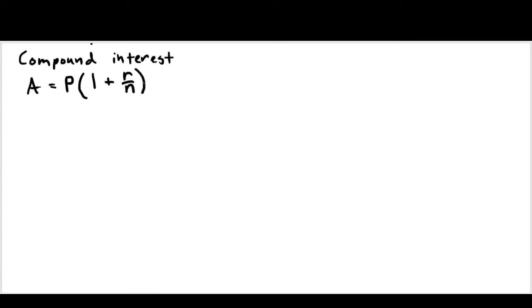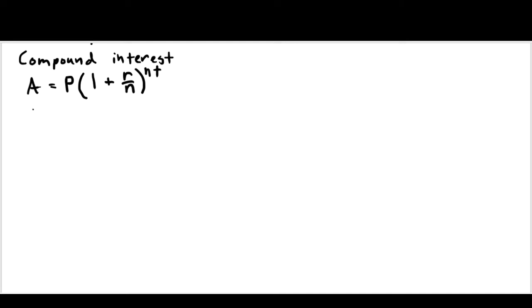Let's put this up here. Compound interest. Okay, so the formula is A equals P times (1 plus R over N) raised to the power of N times T. Okay.